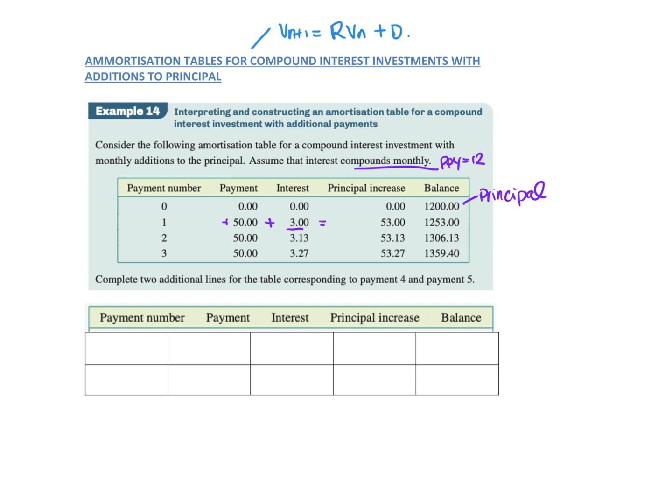And then when the bank calculates their new interest, of course they've got more money in their bank, so we see more interest being added. We're calling it principal increase because our investment's getting bigger. Here it says complete the 2 additional lines for the corresponding payment 4 and payment 5. The payment number is easy, 4 and 5, and she's always adding in the 50.